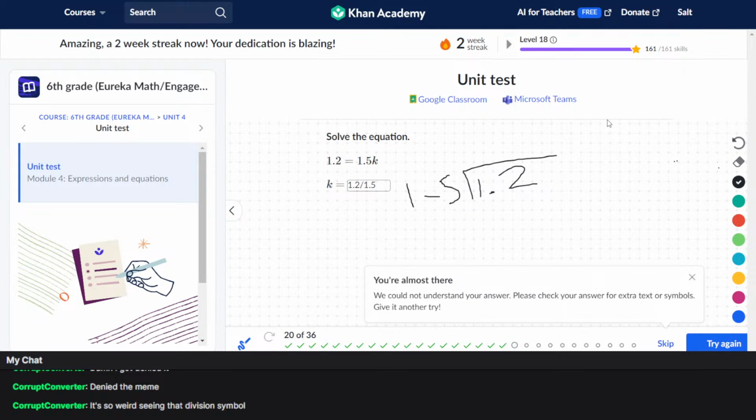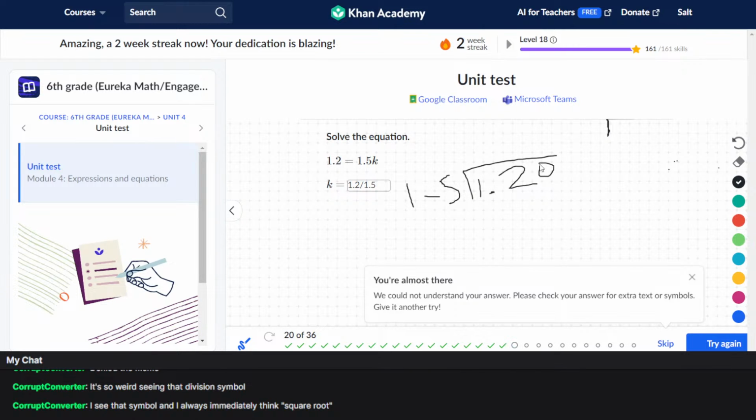This one? Oh, cause you like never. You mean Corrupt Converter says symbol? It's so weird seeing that division symbol. The little half rectangle thing. I bet it has a weird name too, right? I see that symbol and I always immediately think square root. Lol.